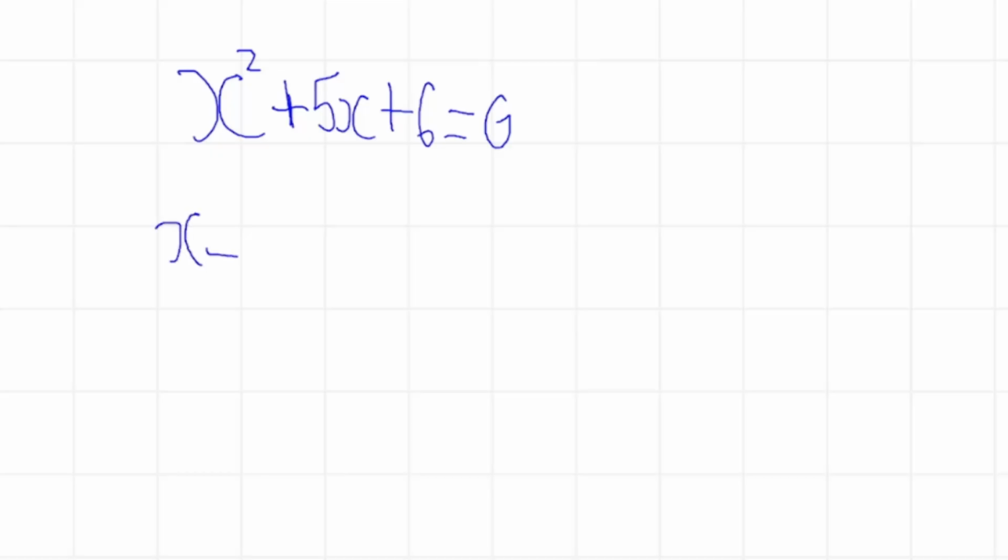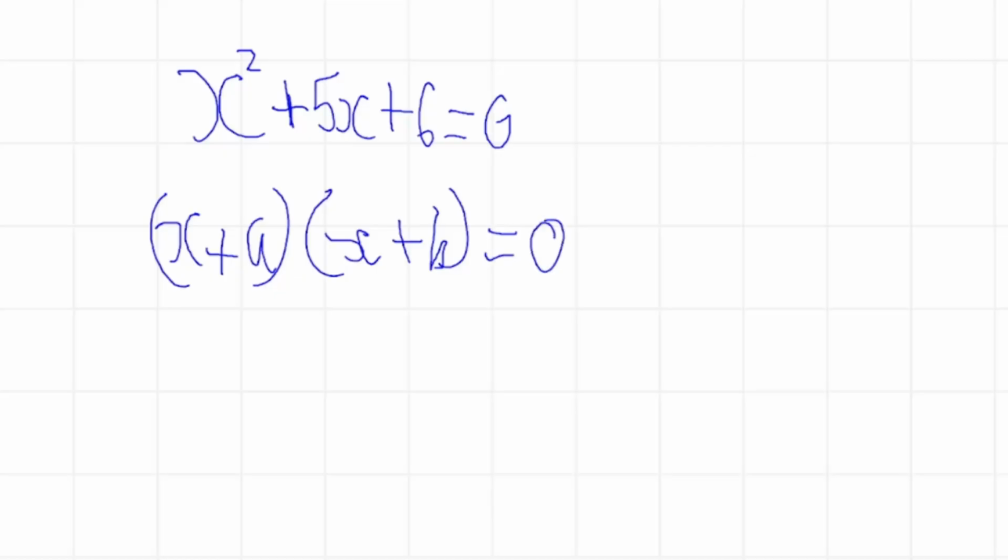Now by inspection means the coefficient of x squared is 1, so we just don't write the 1. So it's x squared plus 5x plus 6 equals 0. What we need to do in this situation is put it in brackets, so it would be x plus a and then x plus b equals 0. And what we need here is we need a and b to add to 5 and multiply to 6.